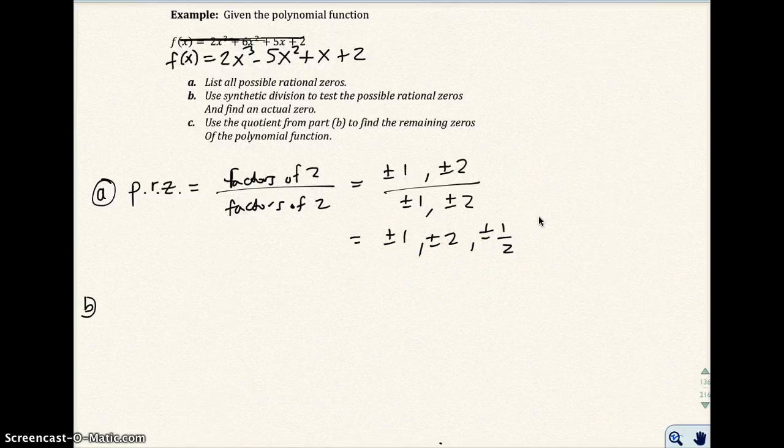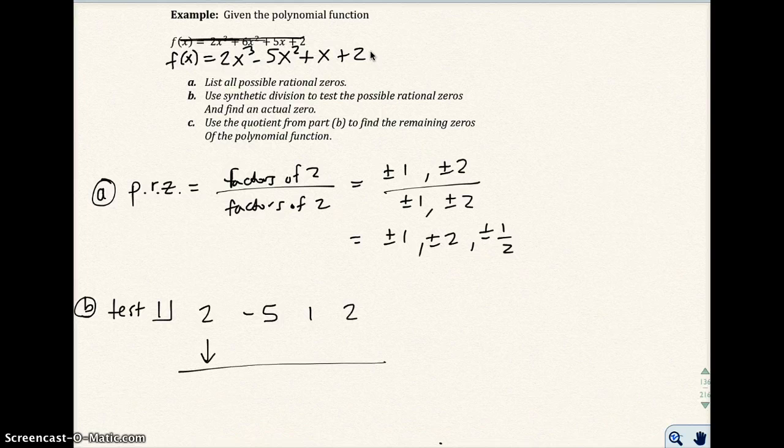Now we use synthetic division to test the possible rational zeros. I like to test the ones that are not fractions first, so I'll test 1. The coefficients I'm going to use are 2, negative 5, 1, and 2. Bringing down the numbers, I get 2, negative 3, negative 2, 0. Oh, it works. Looks like 1 is a zero.